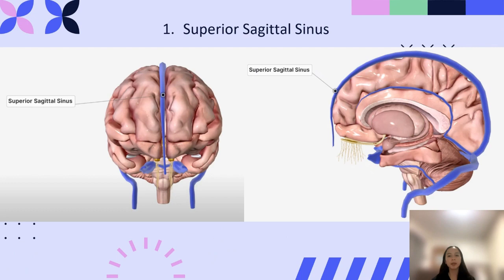So first is the superior sagittal sinus, which occupies the upper border of the falx cerebri. It commences at the foramen cecum and runs posteriorly, and at the level of the internal occipital protuberance, it deviates to either side and continues as the transverse sinus. We can also see here the confluence of sinuses, which is the junction between the superior sagittal sinus, the straight sinus, occipital sinus, and the transverse sinus.